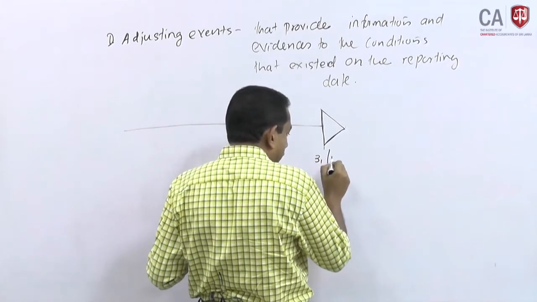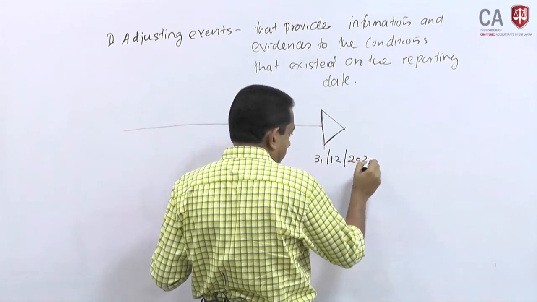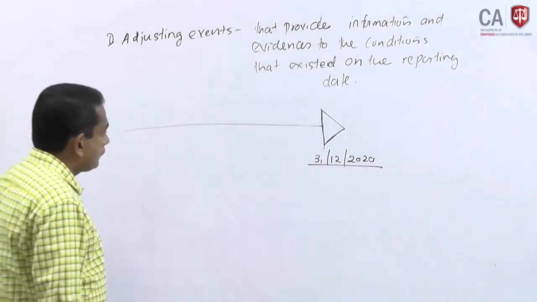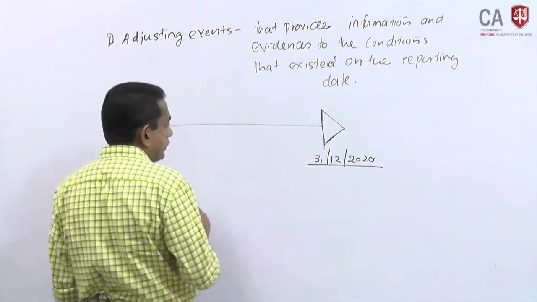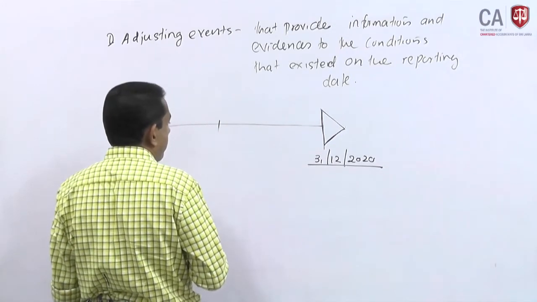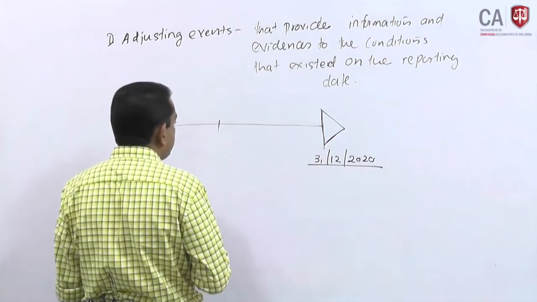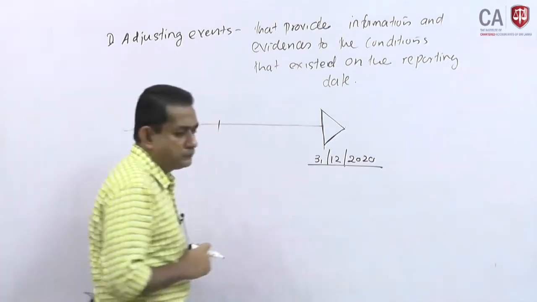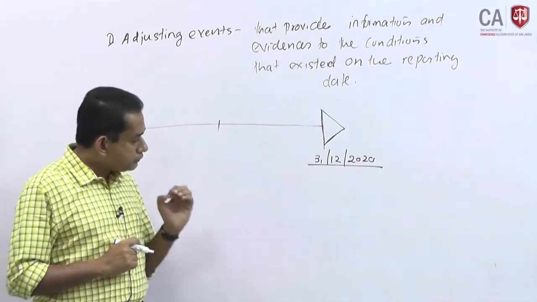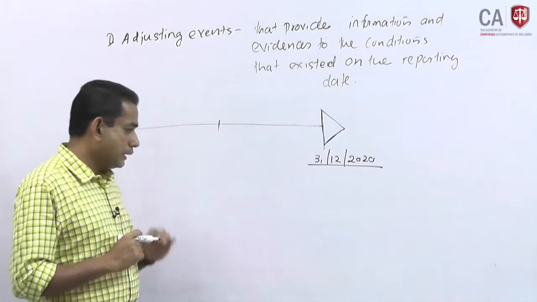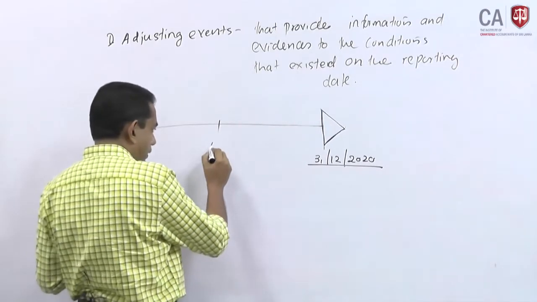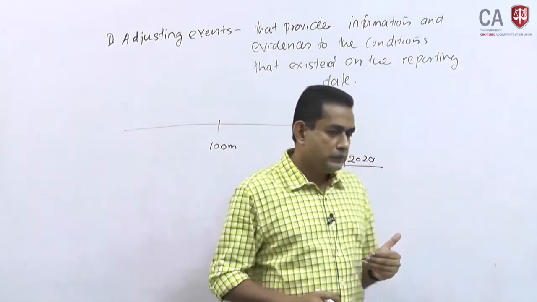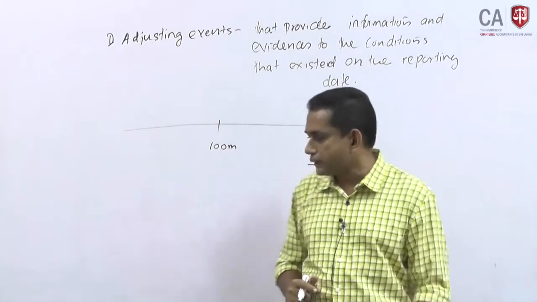Reporting date 31st December 2020. And just a few months ahead of the reporting date, one of our customers took legal action against our company for providing defective goods, and the customers are now claiming 100 million in compensation for the losses they have incurred for providing defective goods to our customers.